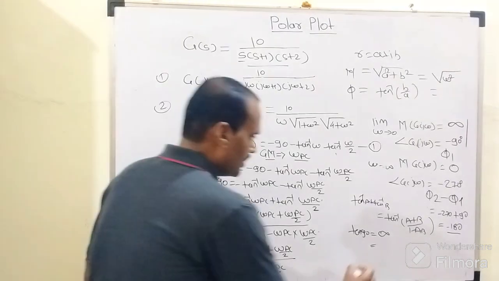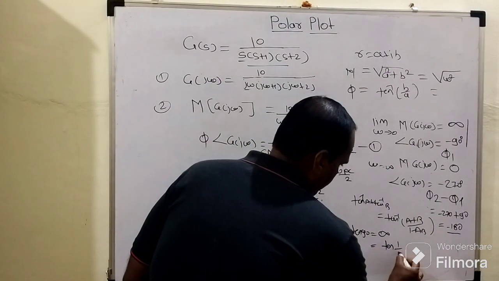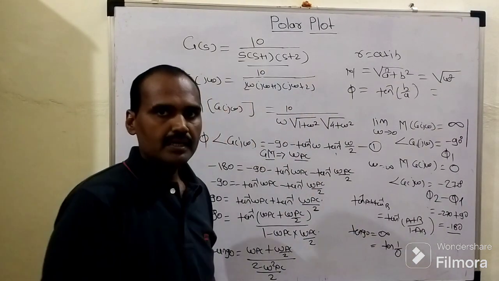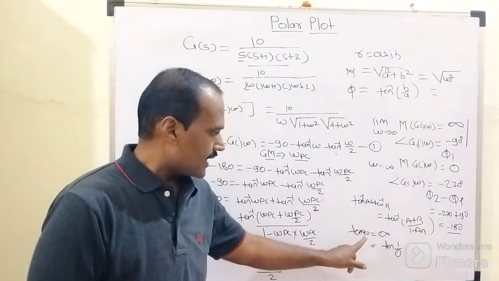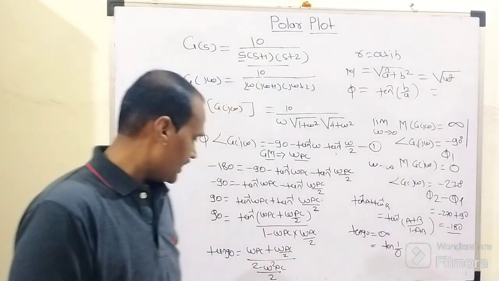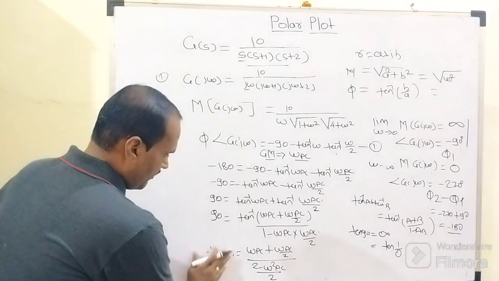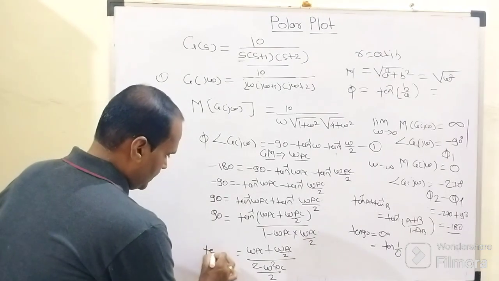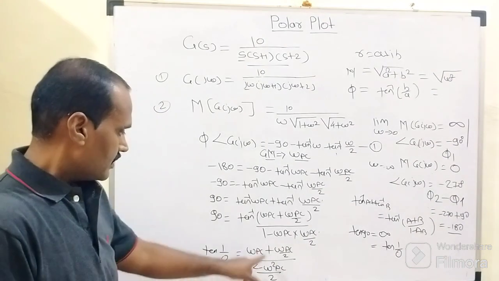So infinity is nothing but what? If suppose we are writing like this, tan of 1 by 0, right? So obviously tan of 1 by 0 equals to what? Infinity. So tan 90 is nothing but infinity. So if we replace this tan 90 with tan of 1 by 0, right?